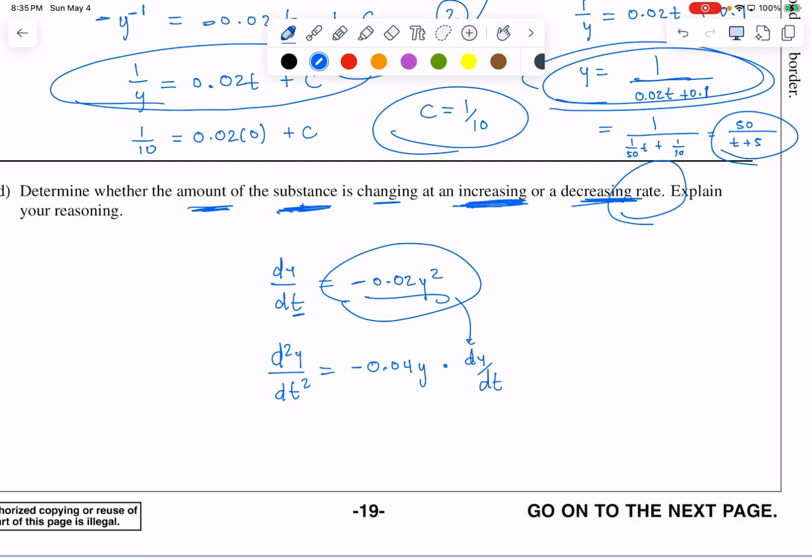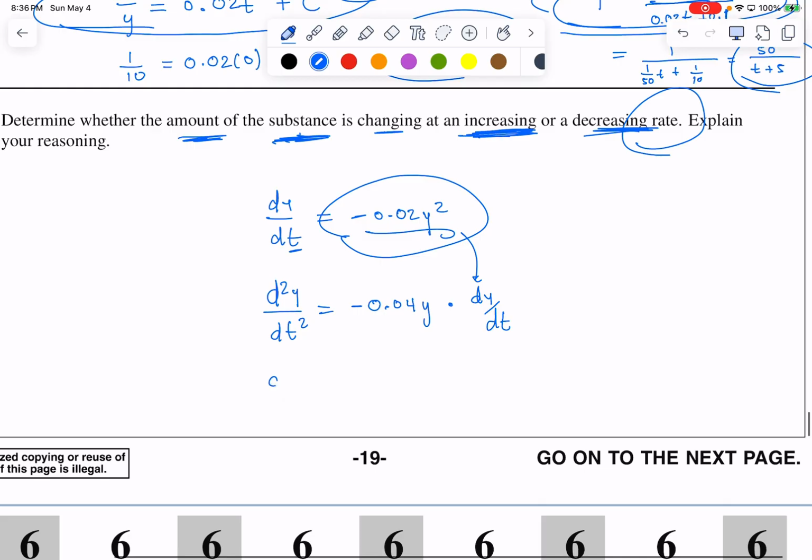There's also an OG substitution, but are we going to do an OG substitution? We don't even know what the OG is. So you are going to do the first one, and here's why you need to: I need to figure out, is this going to be an increasing rate or a decreasing rate? So what I'm going to do is negative 0.04y times negative 0.02y, which will give me what? Positive, that's key, positive 0.